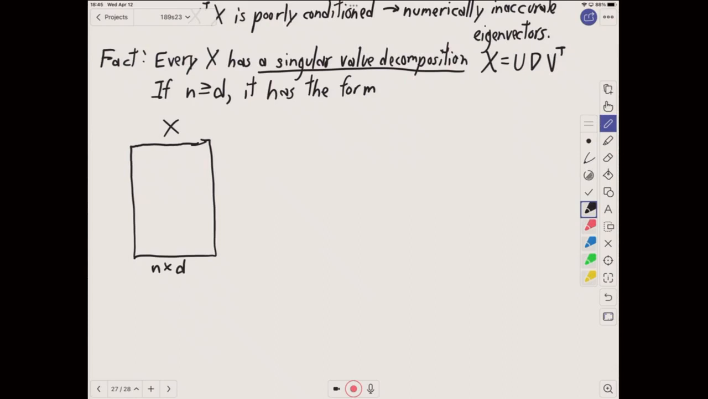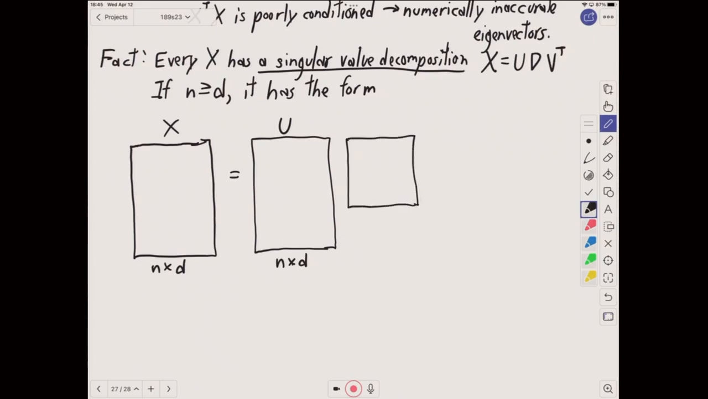And we're going to write that as a product of three other matrices. So the first one, I'm going to make it the same shape as X, that's U. There are several variations on that shape, but before we get there, let's look at the other two matrices. Then there's D, which is going to be capital D, a little d by little d matrix. Again, d is the number of features. And then finally, we have V transpose, which will also be d by d.